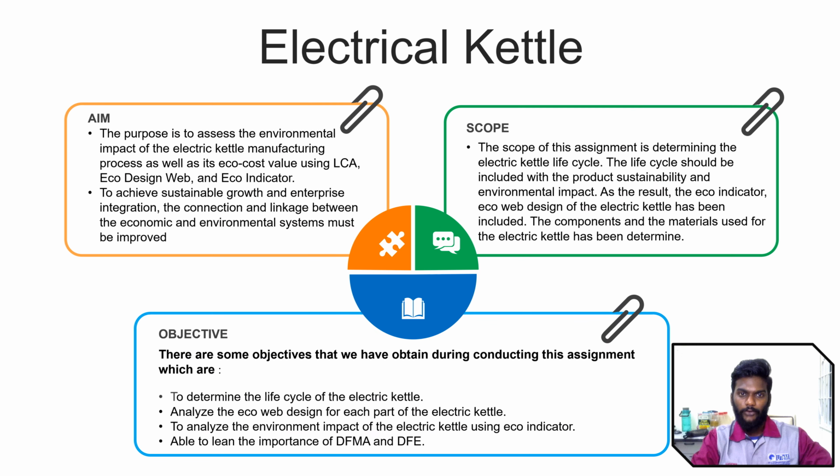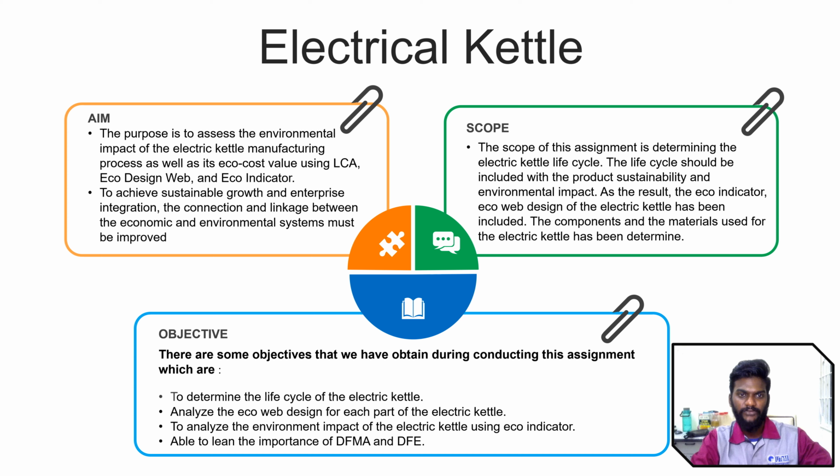Moving on to the core part of the introduction, we have listed down all the aims, scopes and objectives of this project. The aim of this project is to assess the manufacturing and environmental impact of the electrical kettle process and to improve the linkage between the economic and environmental systems. As for the scope, the main scope is determining the electrical kettle's life cycle.